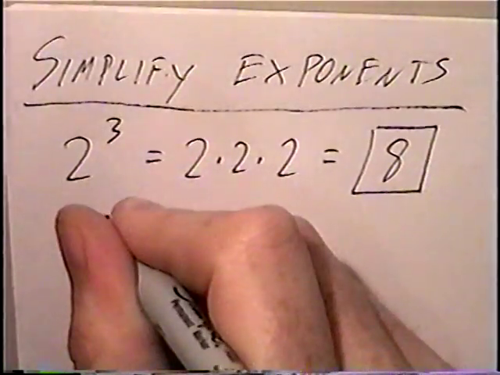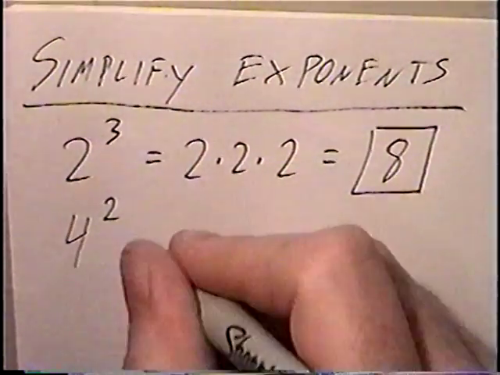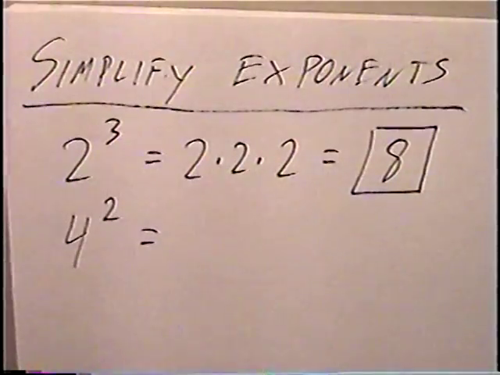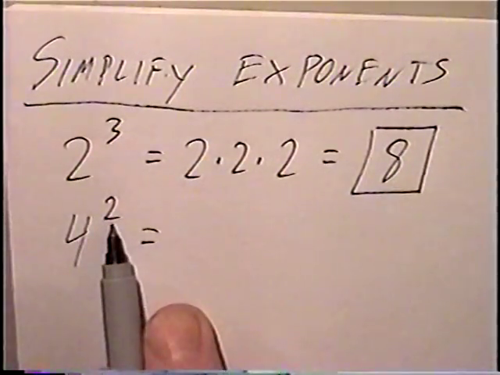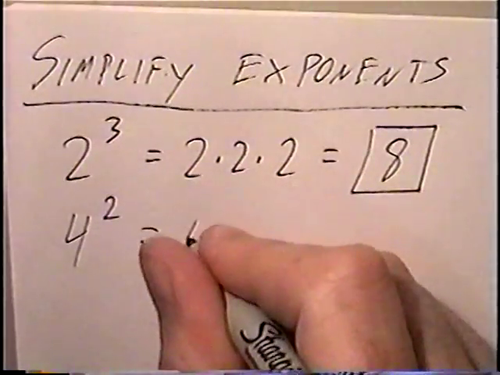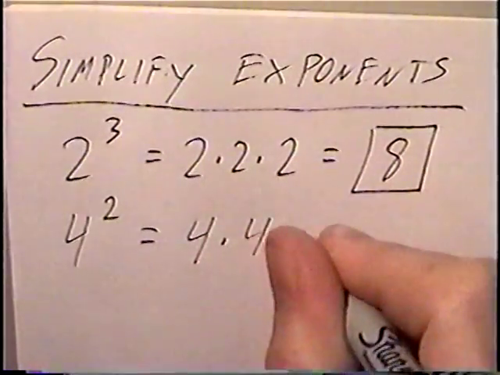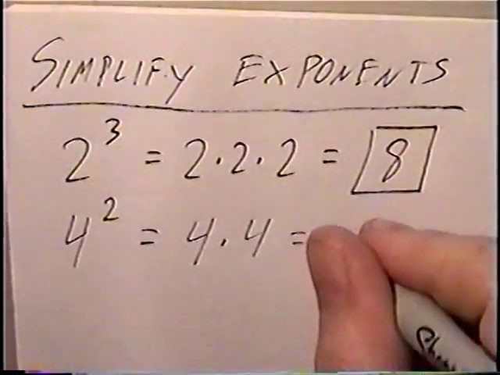Second question, 4 to the second power, or 4 squared. Again, we'll take the number 4 and multiply by itself 2 times. So we'll have 4 times 4. Multiplying that out, we'll have 16.